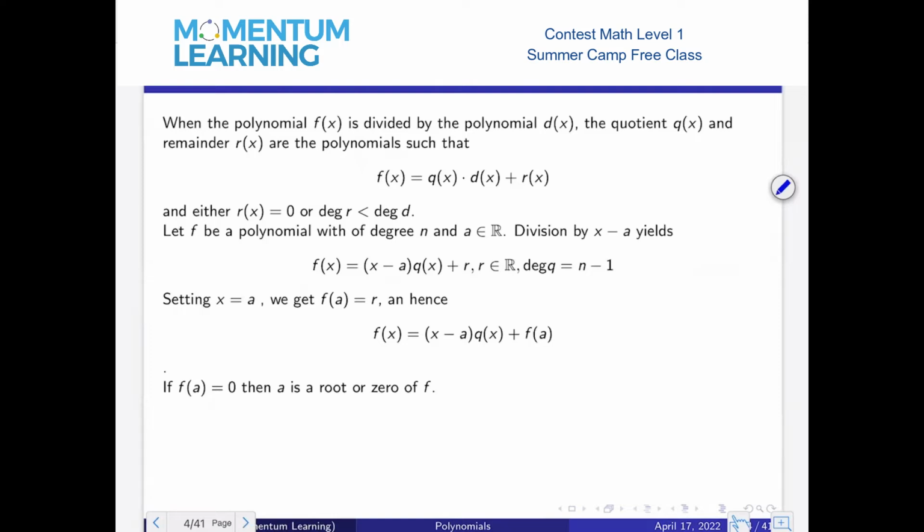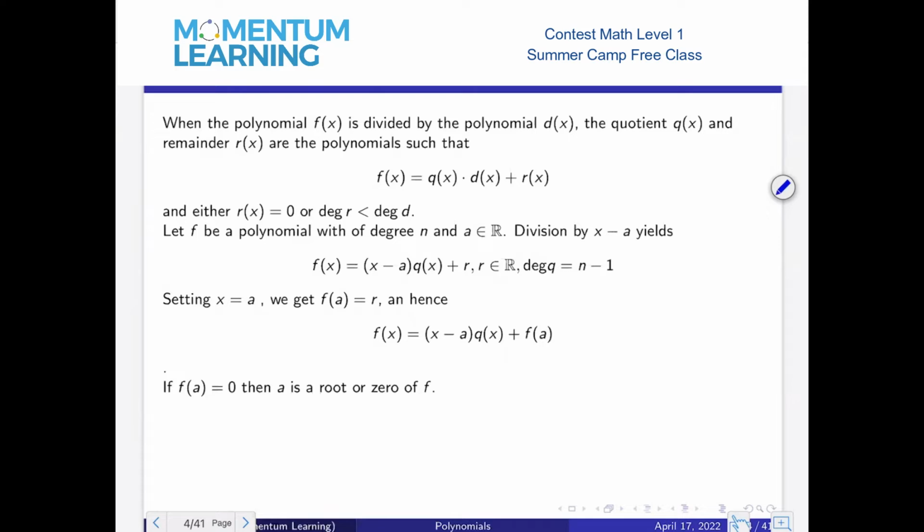Now, when we cover polynomials, there are two things we are interested in: the remainder when we divide a polynomial, and the roots. If we divide a polynomial by another polynomial, then we care more about the remainder than the quotient itself. The other part is, what are the roots of a polynomial?